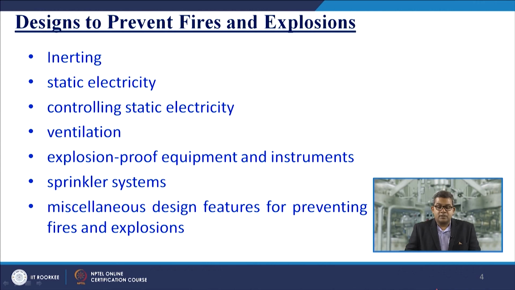Now the question arises: how can we design the system? There are 7 broad approaches through which we can go ahead with the design: inerting, controlling static electricity, ventilation, explosion proof equipment and instruments, sprinkler systems, and miscellaneous design features for preventing fires and explosions. We will discuss all these aspects in due course in various modules. So let's take the first one, that is inerting.